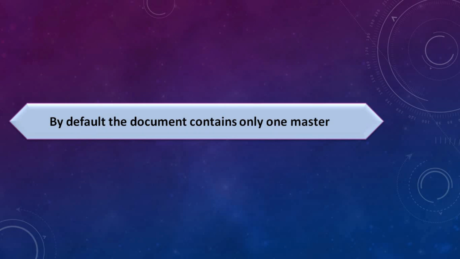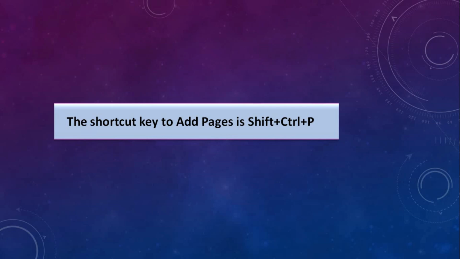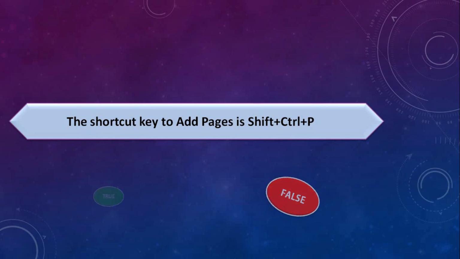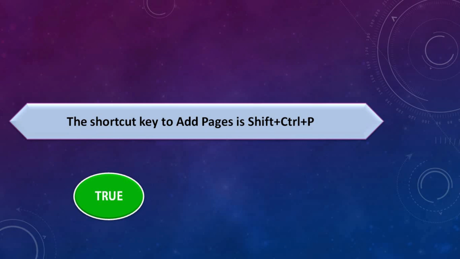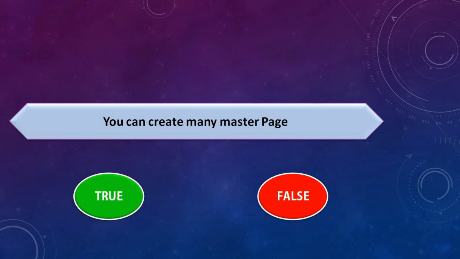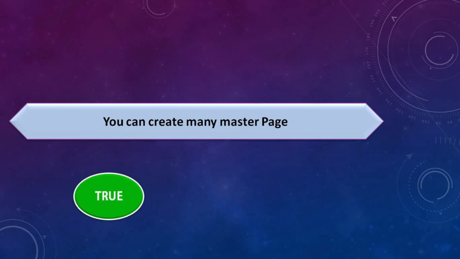By default, the document contains only one master. True or false? The answer is false. You have 2 masters, left and right. The shortcut key to add pages is Shift-Ctrl-P. True or false? The answer is true. You can create many master pages. True or false? Yes, the answer is true. You can create many master pages.